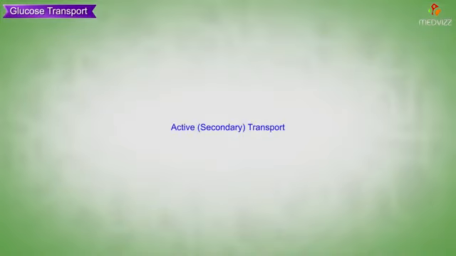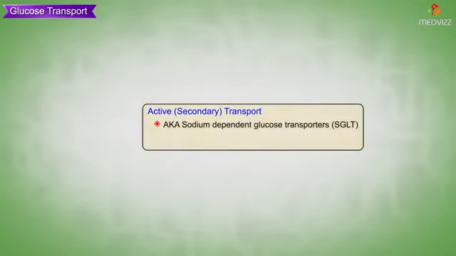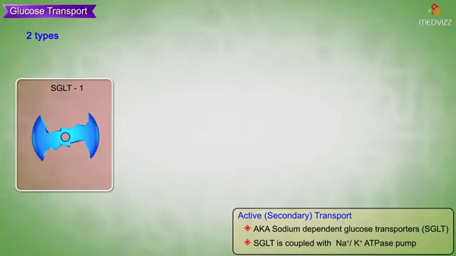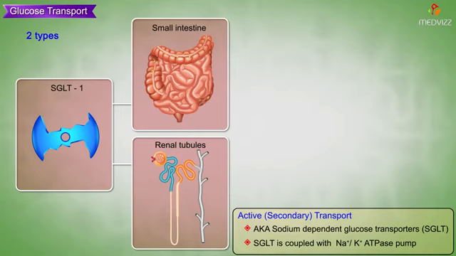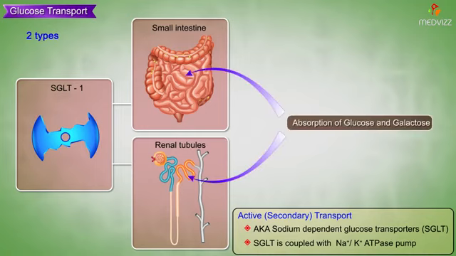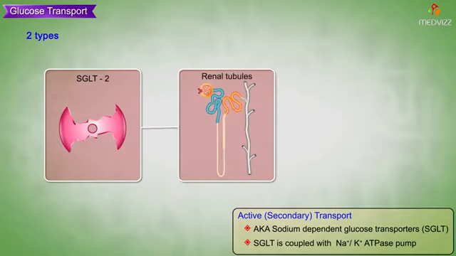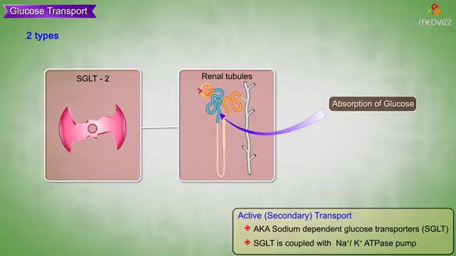Active or secondary transport is also known as sodium-dependent glucose transporters. SGLT is coupled with the sodium-potassium ATPase pump and is of two types. Sodium-dependent glucose transporter 1 is present in the small intestine and renal tubule. They help in absorption of glucose and galactose. Sodium-dependent glucose transporter 2 is present in renal tubules and helps in absorption of glucose.